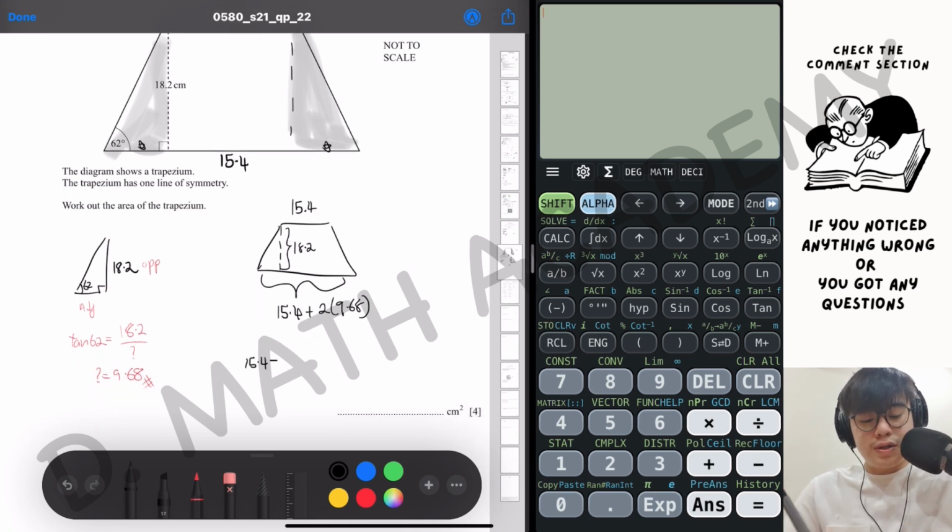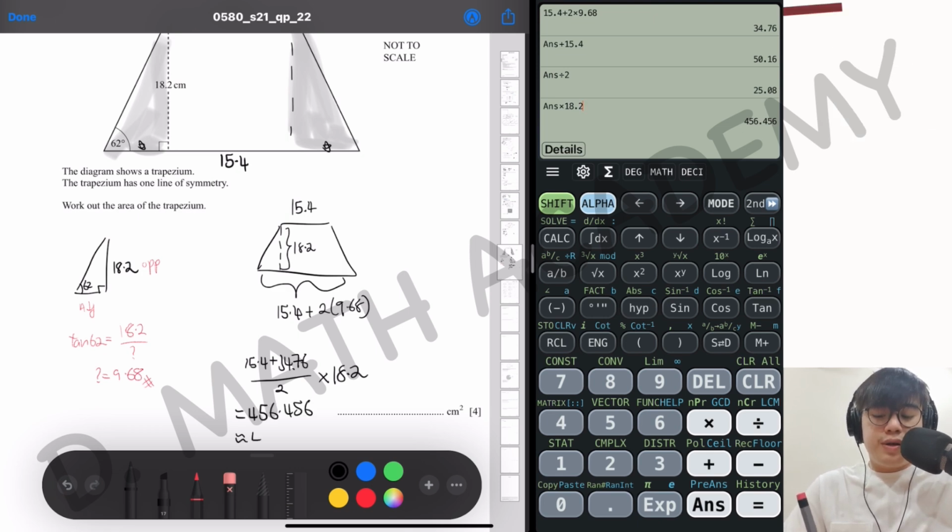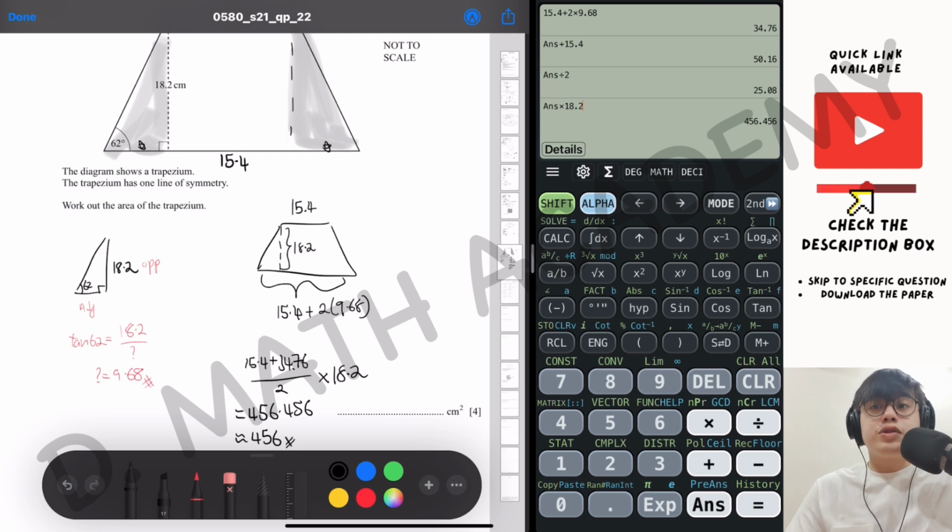15.4 plus this answer, divided by 2 and multiplied with the height. So this answer plus 15.4, divided by 2, times 18.2. So you will get your final answer as 456.456, which is approximately 456 if you round it to 3 significant figures.